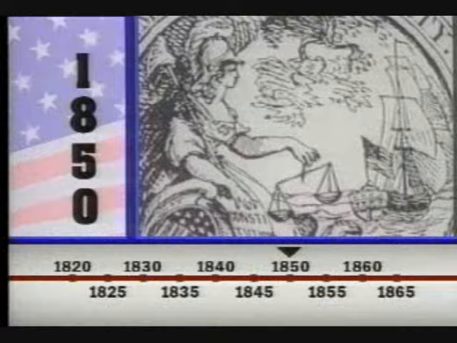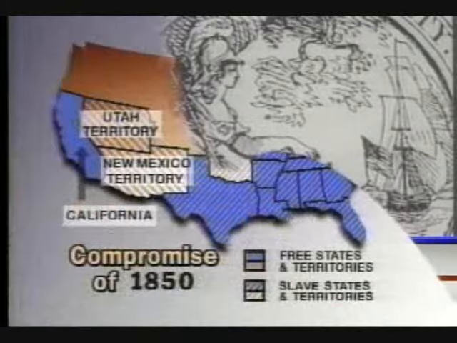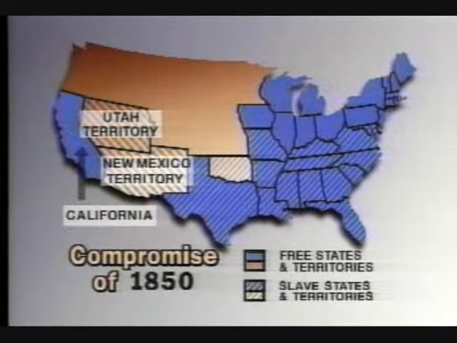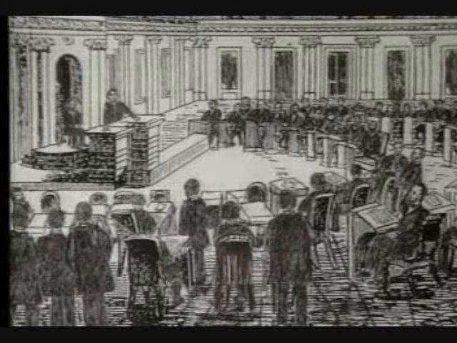Another settlement, called the Compromise of 1850, averted a civil war. The Compromise of 1850 admitted California as a free state. Utah and New Mexico territories were allowed to vote on whether slavery should be allowed in their areas. This resulted in the majority of the Senate voting power to now be in the hands of the free states.